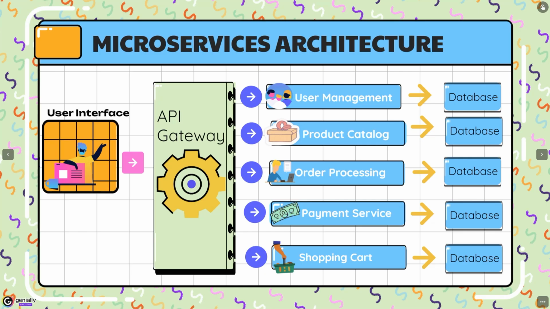User service handles user authentication and profile management. Product service manages product catalog and inventory. Order service manages order creation and processing. Payment service handles payment processing. And shopping cart service handles operations such as adding items, removing items, updating quantities, and retrieving the current state of the cart.